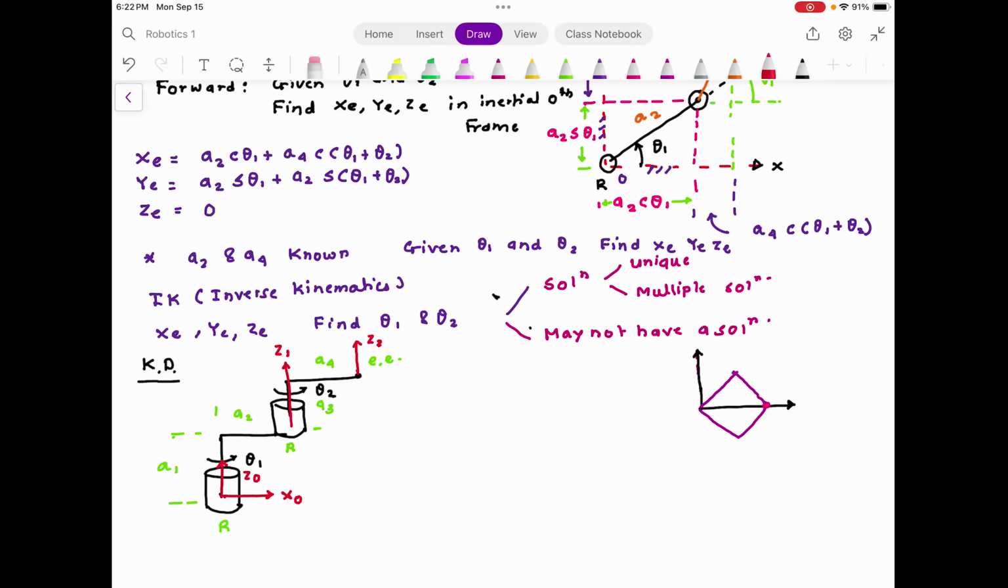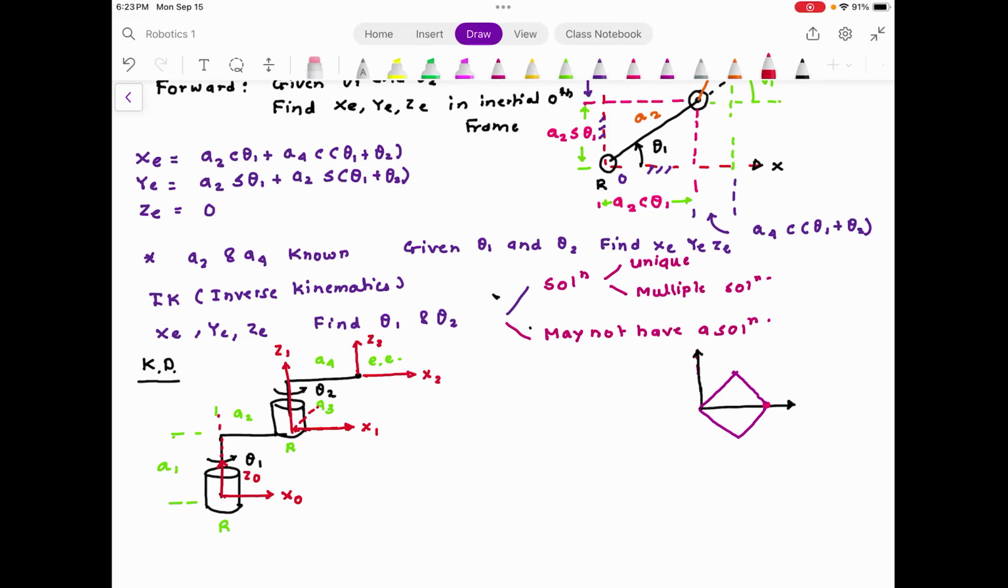Now, second thing, I need to find out x1. I discussed this in last class. We have two choices. x1 can go in this direction. x1 can go in this direction. But I choose x1 to be in this direction because now x1 intersects with z0. Do you agree with me? The last axis, I'm going to treat this like x2.